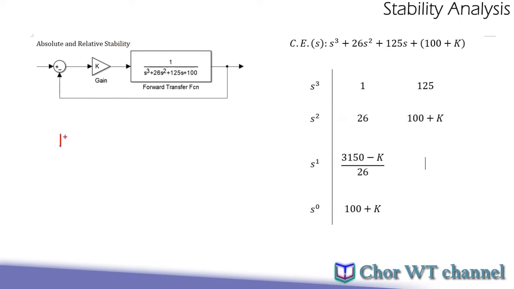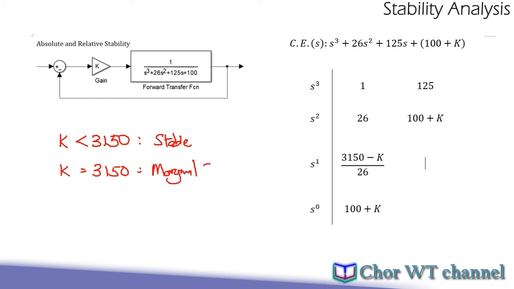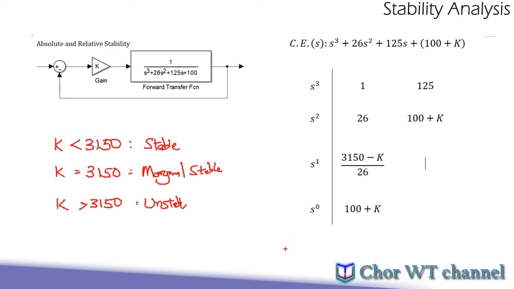To summarize, if k is less than 3150, the system will be stable. When k is equal to 3150, the system will be marginally stable. And when k is larger than 3150, the system will be unstable. So with these simple tools, we are able to determine the stability of the system.